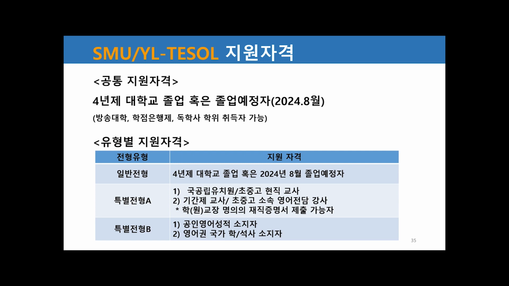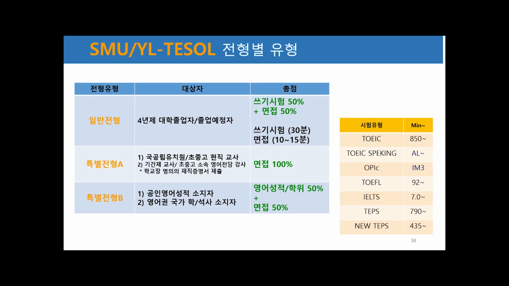만약에 내가 국공립 유치원 교사거나 초중고 현직 교사 혹은 학교에서 기간제 교사를 하시거나 학교에 소속된 영어 전담 강사분들이 계시더라고요. 학교에 소속된 강사분들. 이런 분들은 특별전형 A를 선택하시면 되고요. 그리고 내가 만약에 공인 영어 성적이 있거나 아니면 영어권 국가에서 학석사를 받으신 분들은 특별전형 B로 지원하시면 되고 나머지는 다 일반 전형으로 지원하시면 되세요.